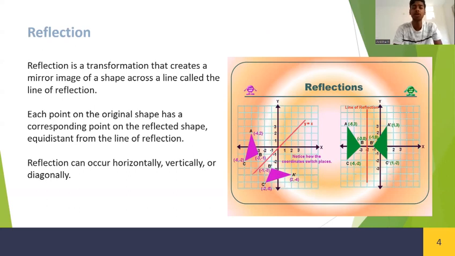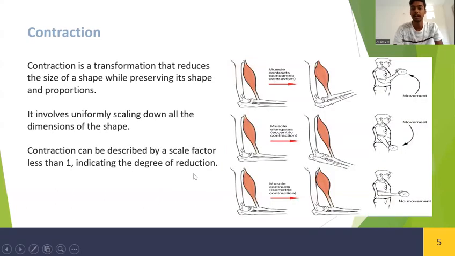Each point on the original shape has a corresponding point on the reflected shape, equidistant from the line of reflection. Reflection can occur horizontally, vertically, or diagonally. According to the given image, we can see the reflection part and the line of intersection, how it shows. So this was about the reflection.